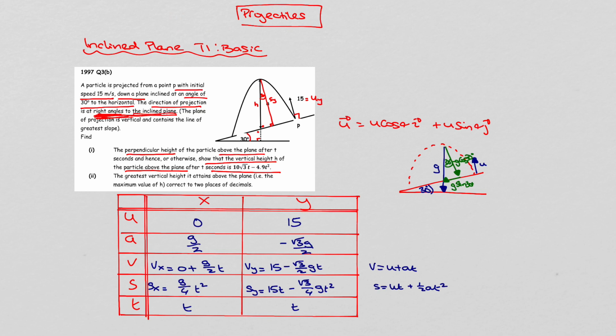This will be our perpendicular height above the plane. So we know that sy is 15t minus root 3 over 4 g times t squared. But if I go back to that diagram, we can also work out sy using a bit of trigonometry here.